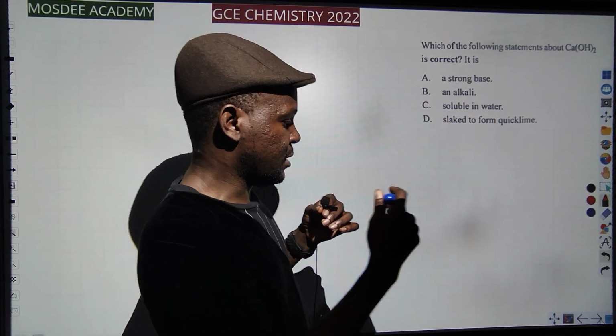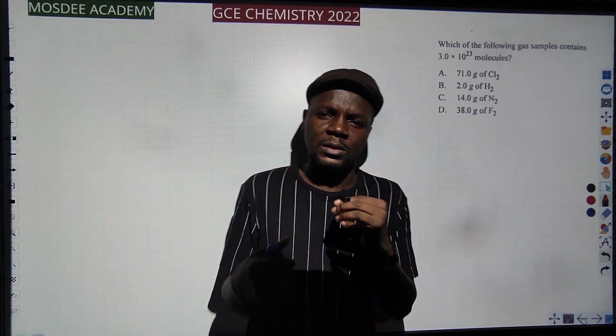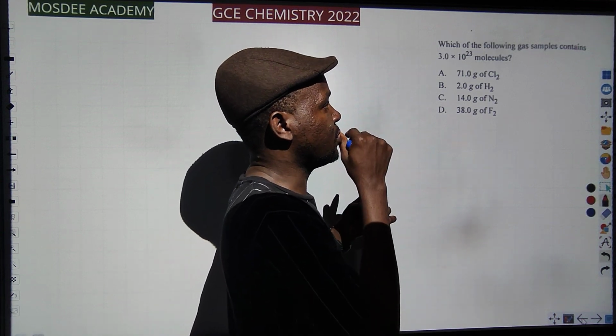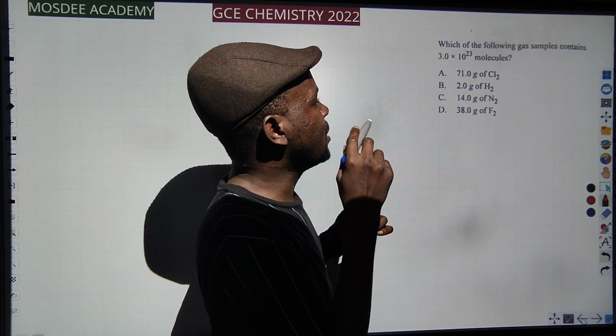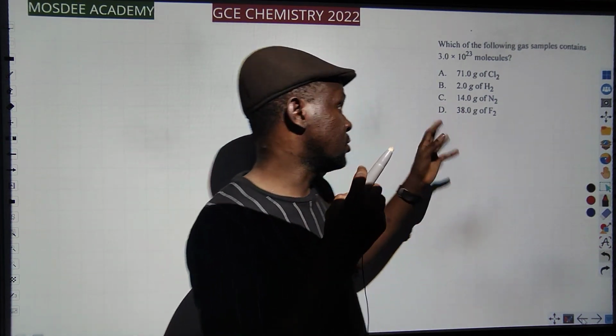The one before this, let's see. I just want to quickly take you through them. You can see I've done them, but not in the way I want because of the time. So this one is more like a calculation. Which of the following gas samples contains 3.0 times 10 to the power 23 molecules? So you start using the formula for each of them.